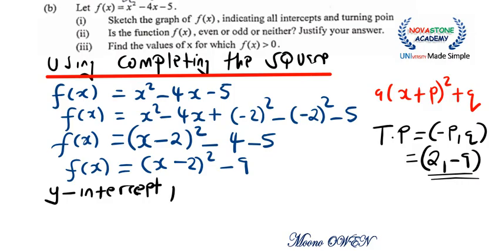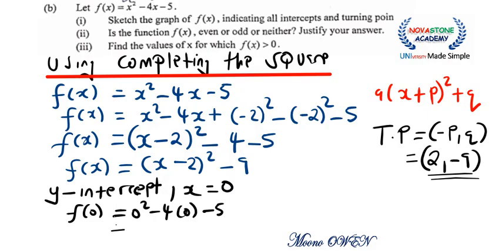Now on the y-intercept, we know that x is equal to 0. So if x is equal to 0, in the whole function, wherever there is x, I'm going to put a 0. Therefore f of 0 will be equal to 0 squared minus 4 times 0 minus 5. Now 0 squared is 0 and 4 multiplied by 0 is 0, so I'm just going to have a negative 5. Therefore the y-axis is being cut at the point (0, -5). That is the y-intercept. Now let's find the x-intercept.